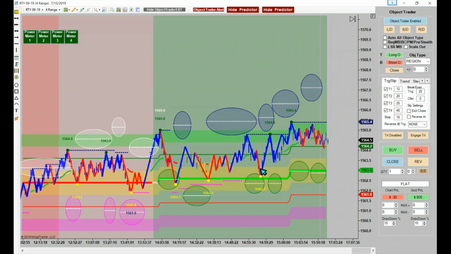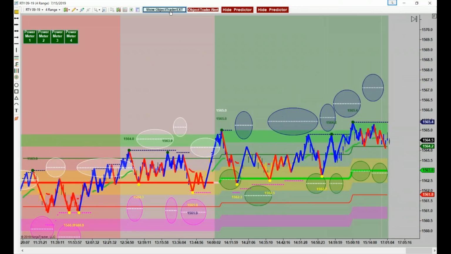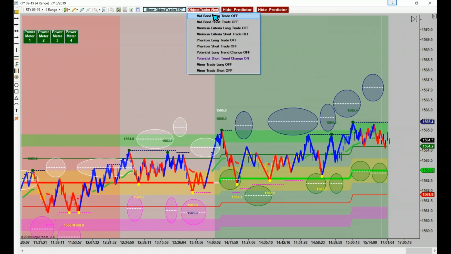We teach 3 trades almost religiously. One of them is mid-band, one of them is minimum criteria, and one of them is phantom. Those are your 3 trades that will pretty much pepper your account with coin. To give an example, right here, short line 6, you got a 10-tick trade at least. You probably even got it on this side of it. All right, mid-band trade, did you get 10 ticks, 10 ticks, 10 ticks?